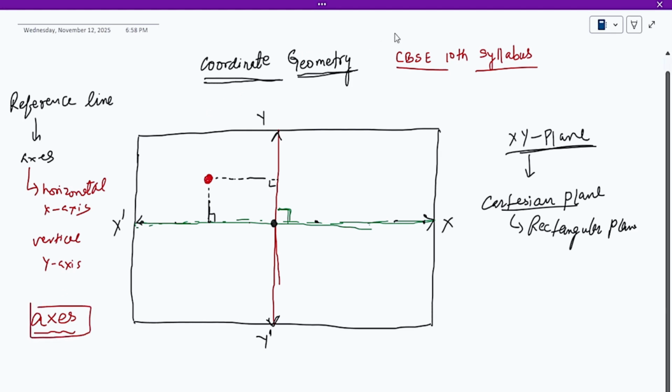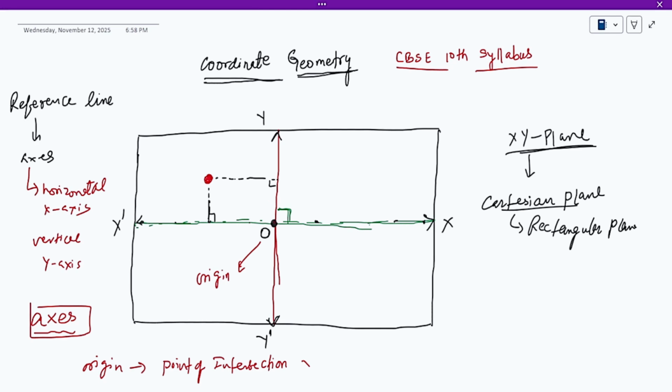Now you can find that the two lines, vertical and horizontal, are meeting at this point. This point we call the origin. So the origin is the point of intersection of the two axes, the x-axis and the y-axis.